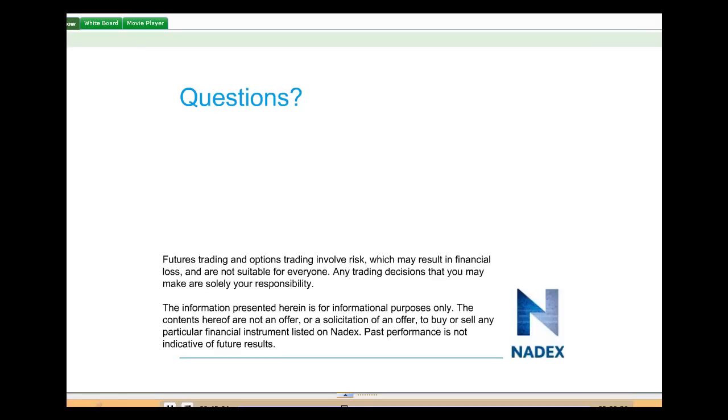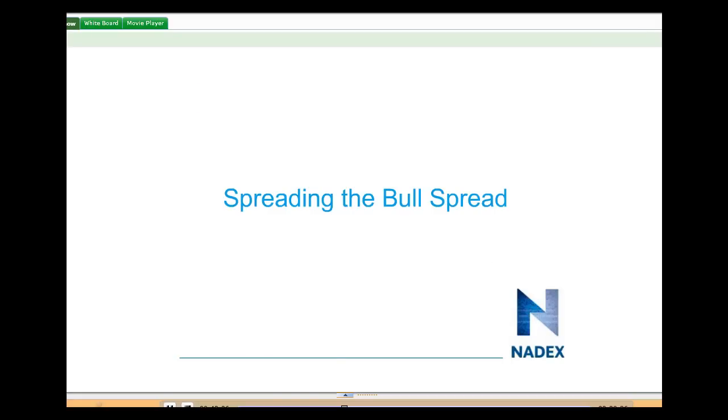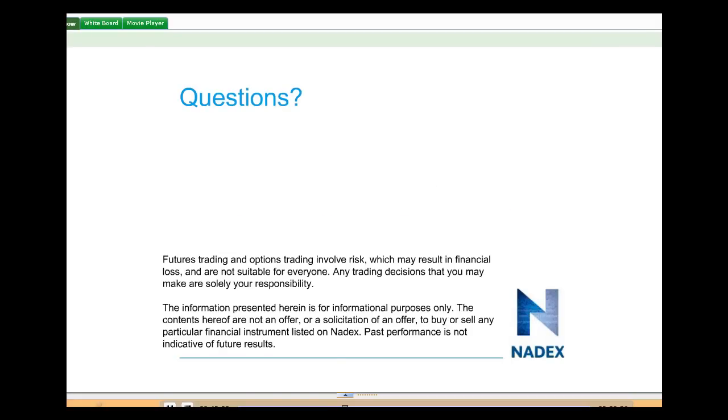Particularly when we were looking at 400 to 1 or 200 to 1 in the currency markets, that wasn't uncommon. With Nadex, that can never happen.